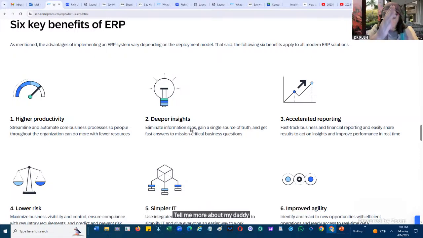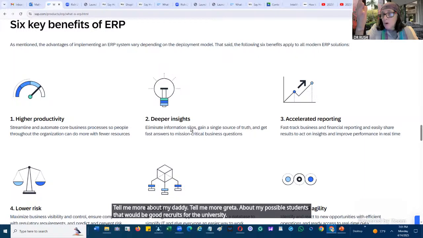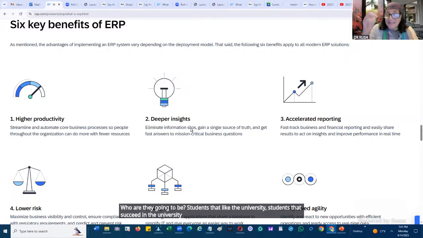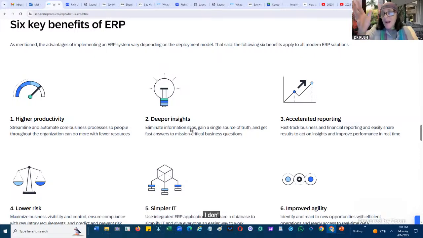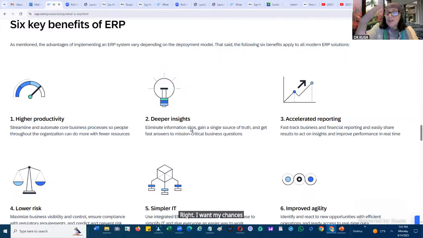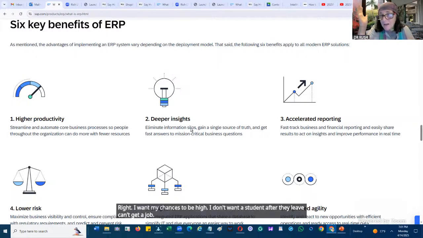Tell me more, Greta, about my possible students that would be good recruits for the university. Who are they going to be? Students that like the university, students that succeed in the university, students who after they graduate are successful, right? I don't want a student to come in and even spend time with them and they're going to leave after a year because they couldn't make it, right? I want my chances to be high. I don't want a student who, after they leave, can't get a job, right? It's not going to do me any good.